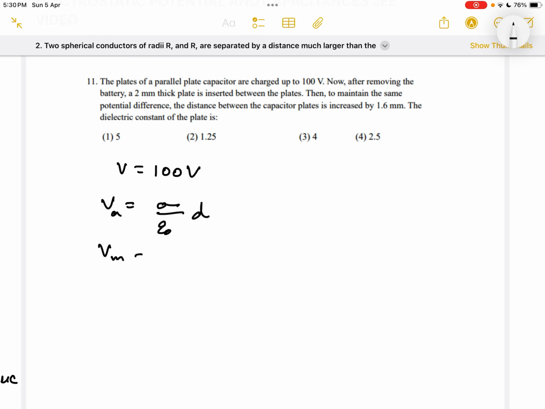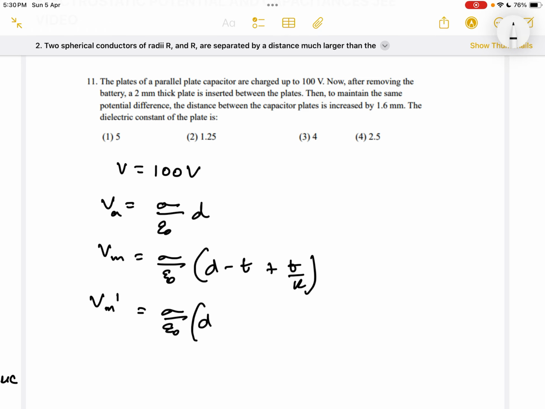When you put a medium and you pull the plates apart, the capacitor becomes partially filled, and for such a capacitor the voltage would become sigma by epsilon naught into D minus T plus T divided by K. That's the expression for voltage between the two plates of the capacitor when it is partially filled. Having said that, we have the final potential, because you are separating the two plates out in order to make the potentials the same. We will have D plus D prime minus T plus T by K.